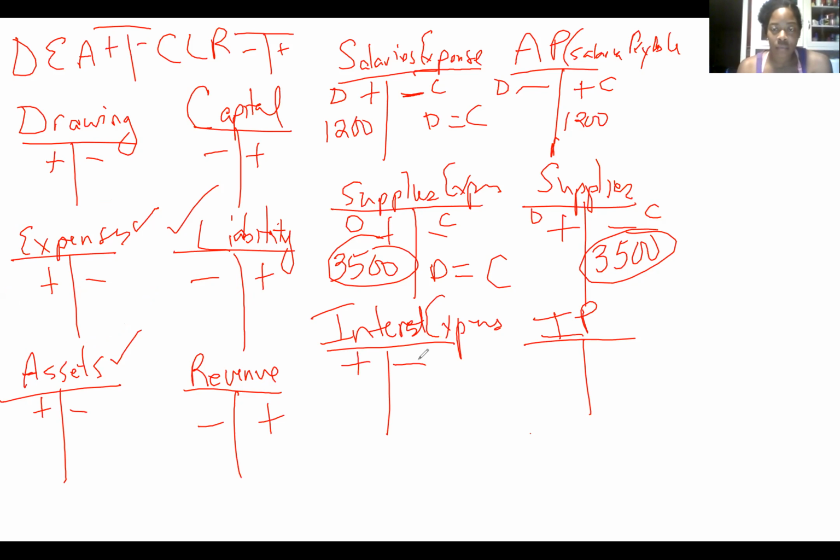All right, and then the interest payable is a liability account. So are liabilities plus minuses or minus pluses? Minus pluses. Correct. So this is going to be a minus plus. Then I have to ask myself, the question says I need to record an interest payment of $1,875. So if I need to record an interest payment, my interest expense account was zero before.